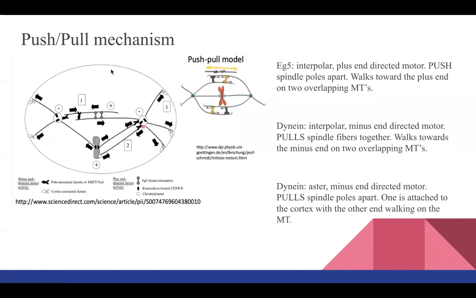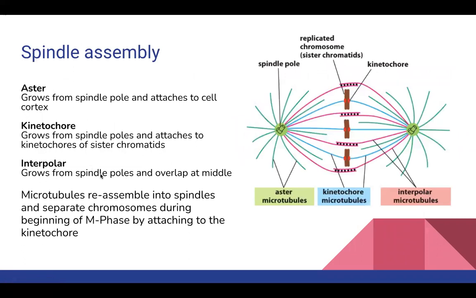So a little bit about the push-pull mechanisms of how these microtubules all work together to move everything around. During these phases, we have three pretty important ones for the cell, and they go along with this diagram. So first off, we have EG5. It's an interpolar microtubule motor. So if we want to go back, that's going to be the ones that grow from the spindle poles and overlap in the middle here.